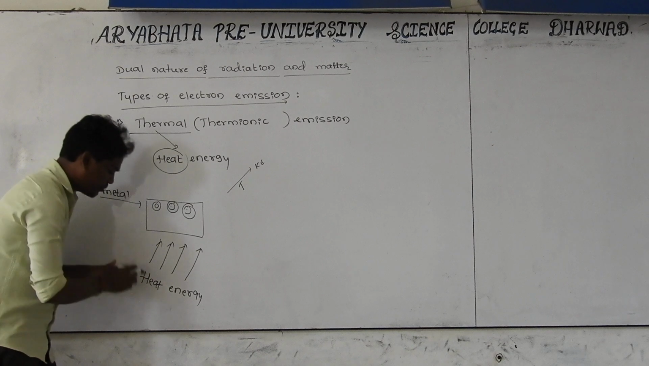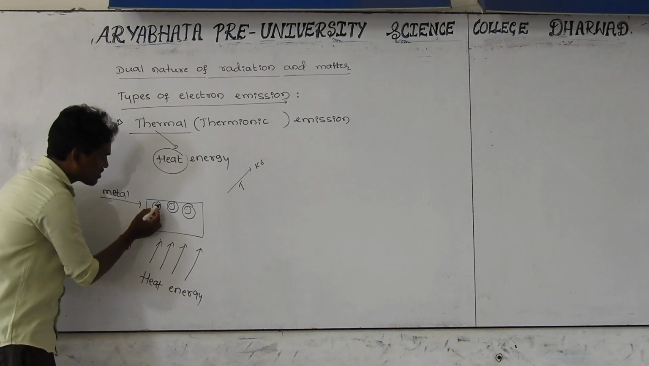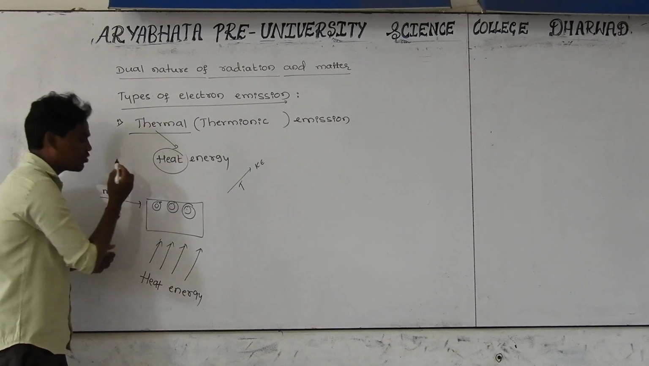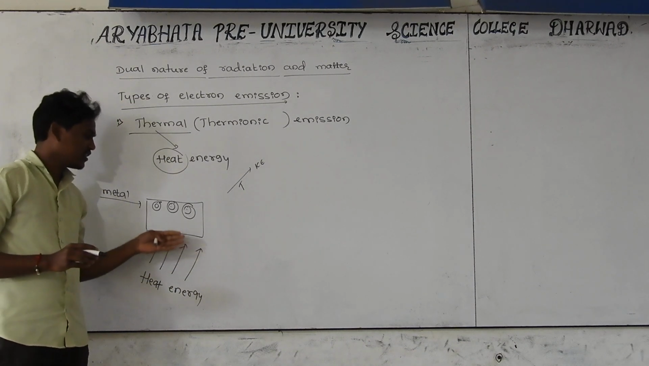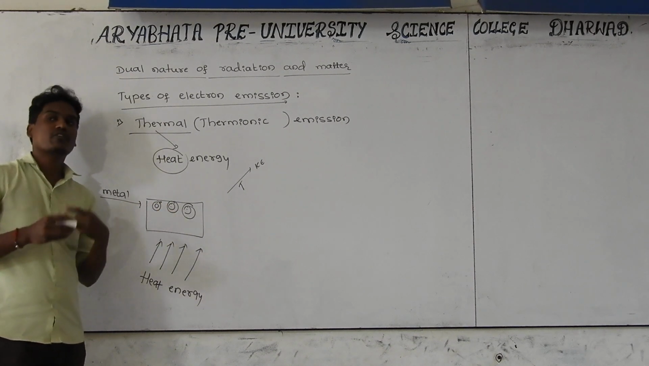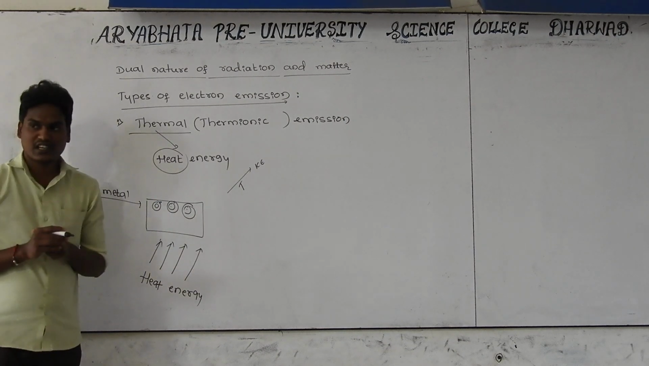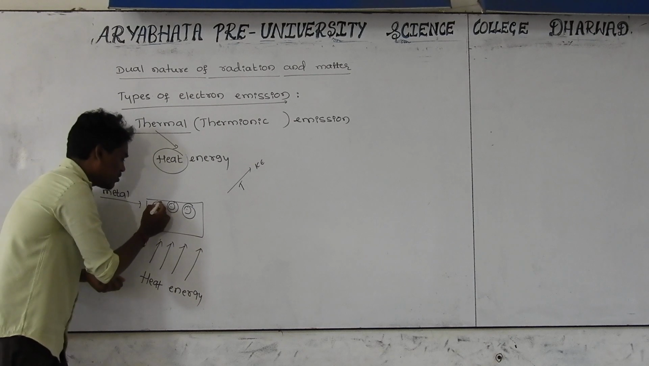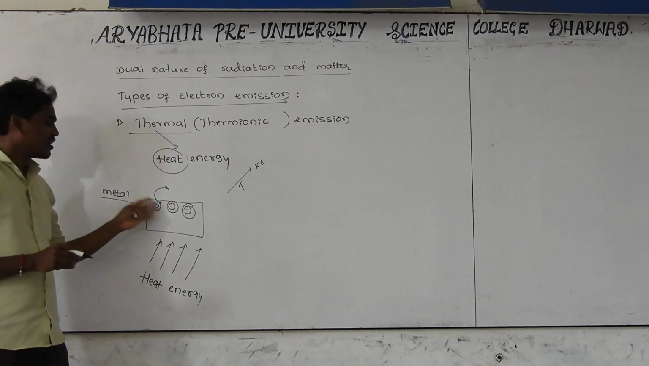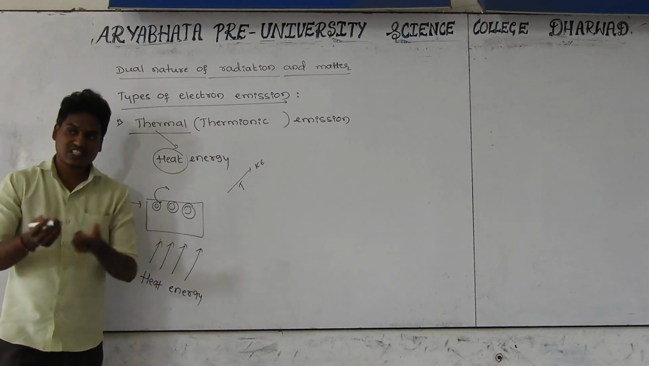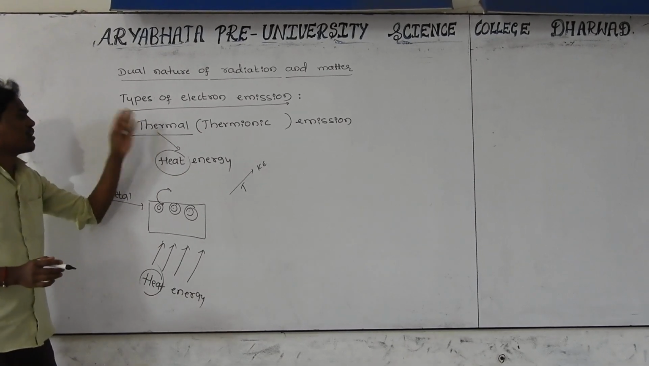For example, if you continuously supply more and more heat energy, there is a continuous increase in the kinetic energy of this outermost electron. Then finally, as the heat energy increases, the temperature of the metal increases, and as the temperature increases, the kinetic energy of this outermost electron also increases, and finally this electron is ejected from the surface of the metal. In order to emit the electron from the surface of the metal, the external energy you use here is heat energy. The heat energy is nothing but thermal energy.